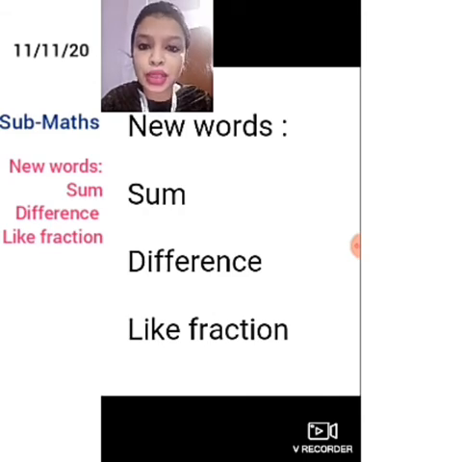Similarly, when you subtract numbers, you are also getting an answer. Now the answer for subtraction is known as the difference. So 5 minus 3 equals 2. So I can say the difference between 5 and 3 is 2. And like fractions you already know, because like fractions have the same denominator.